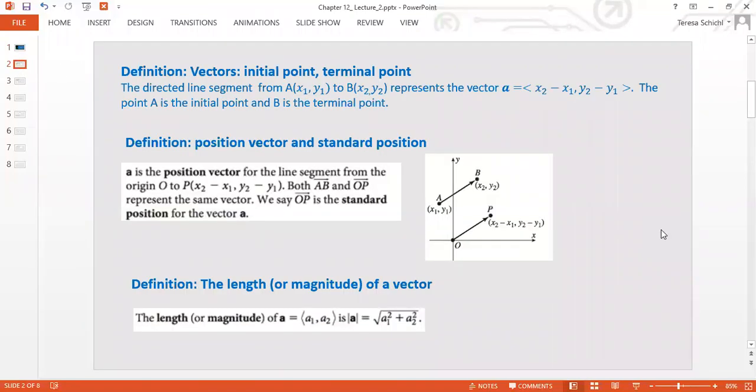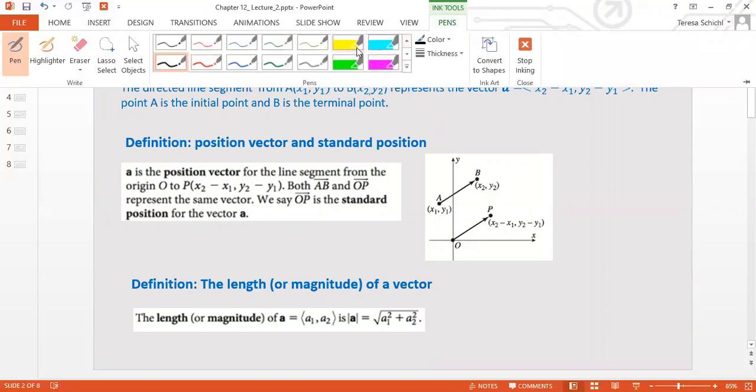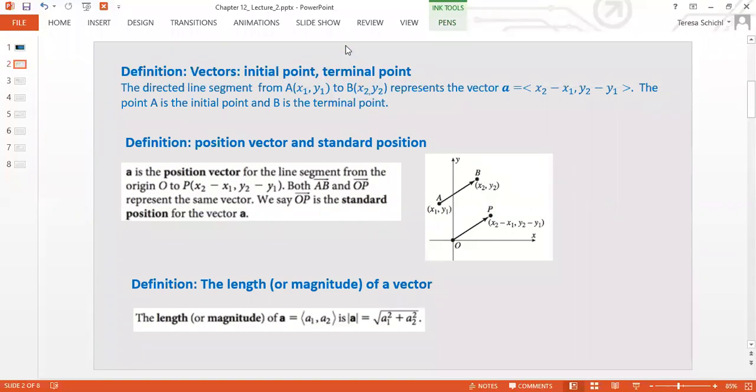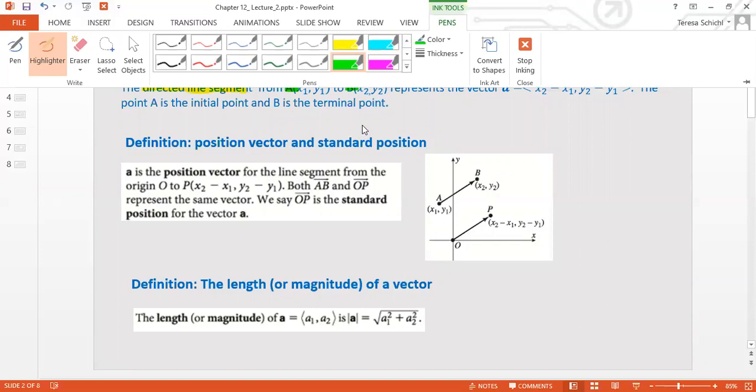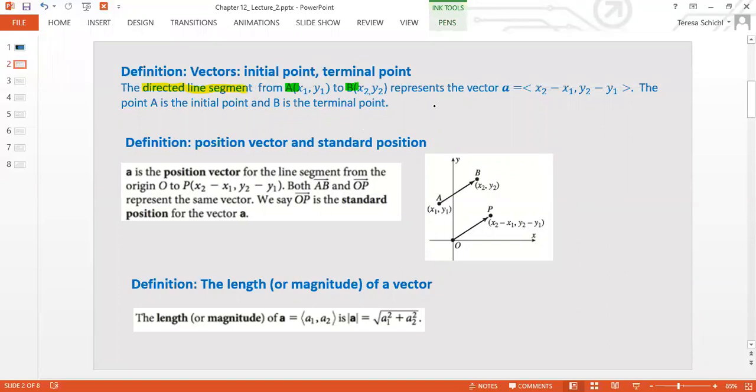First, let's highlight a few important notes. What is a vector? Vectors are directed line segments. If you give me two points, A and B, I can make a line. But what is a vector? A vector says this is directed, which means the direction matters.